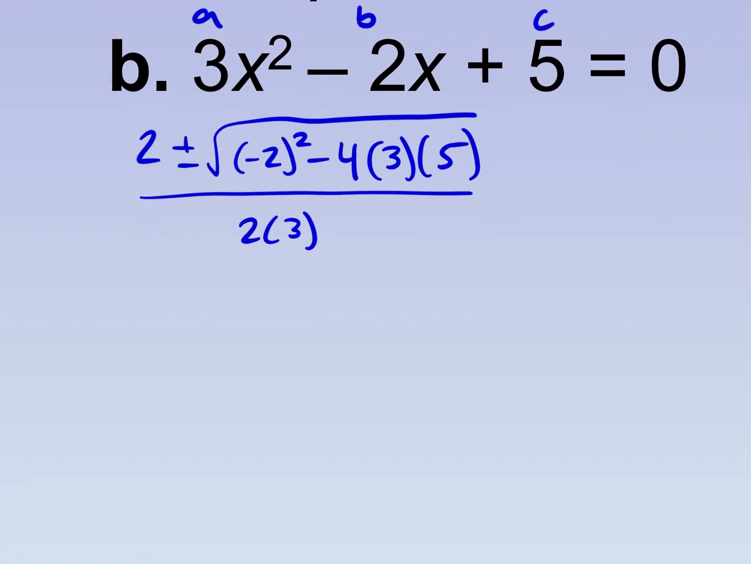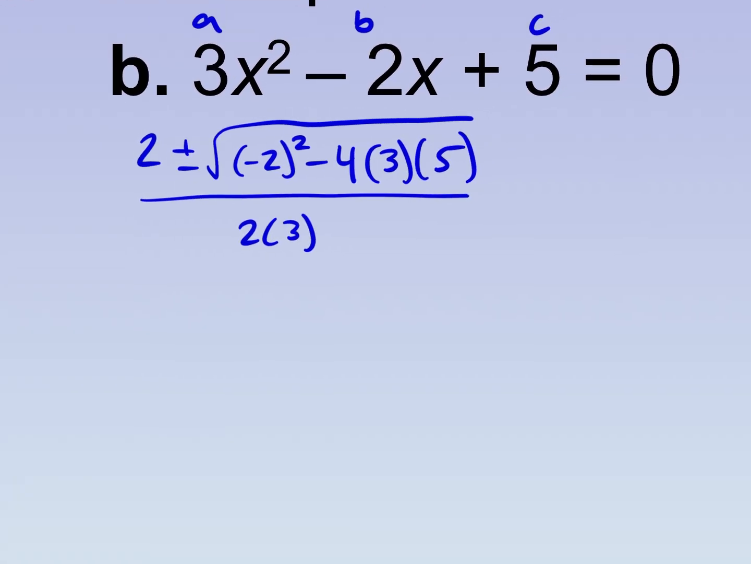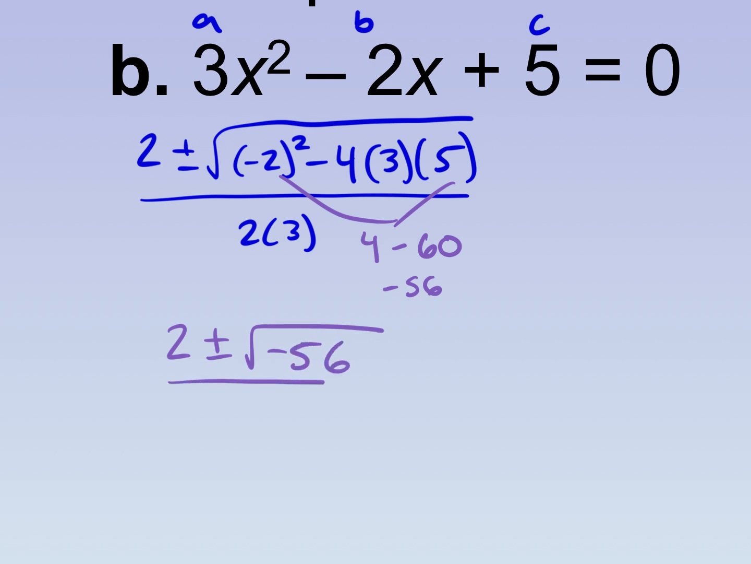So I'm going to simplify under my square root first. I get 4, I'll do it down here, 4 minus 4 times 3 times 5. 4 times 3 would be 12, and 12 times 5 is 60. And 4 minus 60 would be negative 56. So 2 plus or minus the square root of negative 56 over 6.